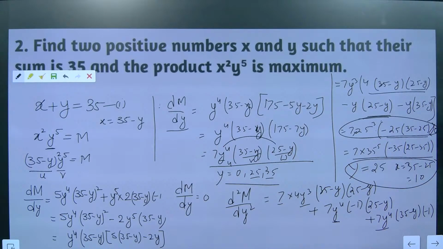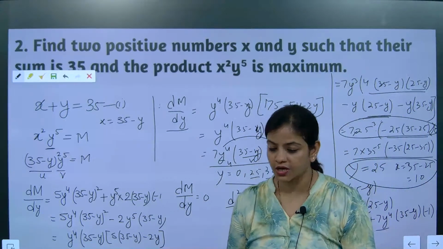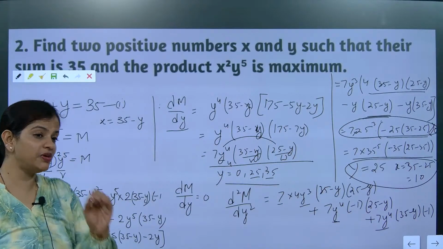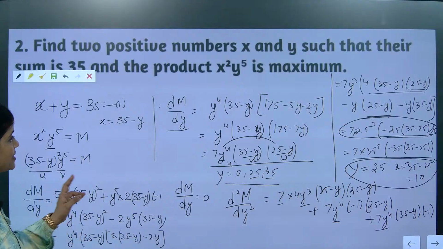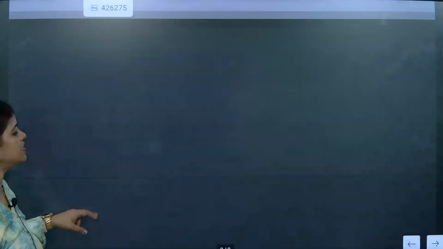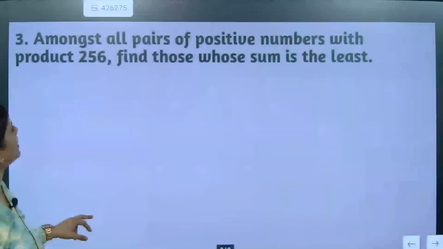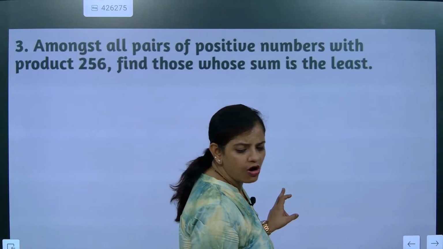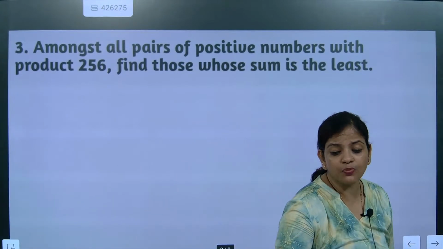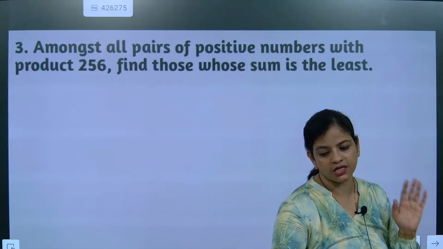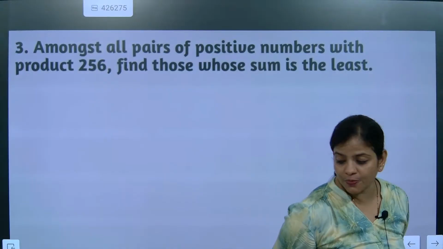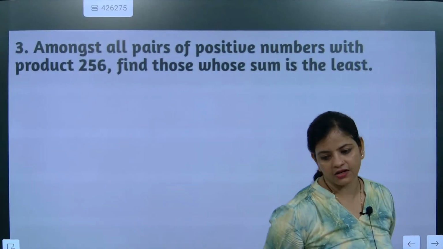Shall we go for the next one, beta? We'll go for the next question. Let's see how the next question is approached. Ready? This one done or not? See, I will tell you, be very careful. Because in CBSE, if you make a little mistake, sir will ask why this, why that. This question you try: among all pairs of positive numbers with product 256, find those whose sum is least. Sum should be coming what, beta? Least here. Try this question out.